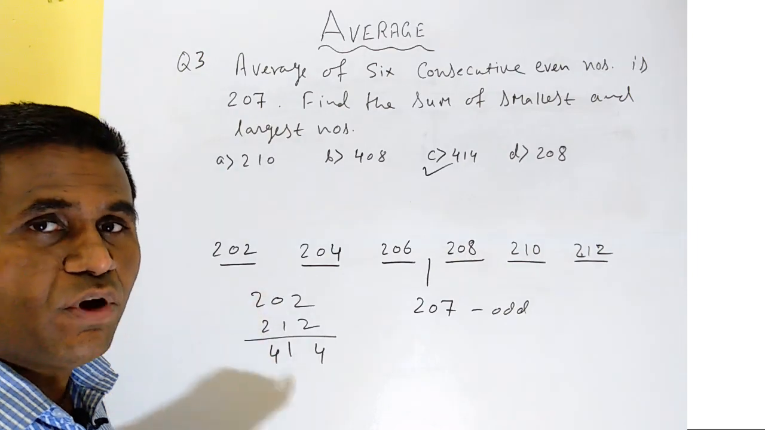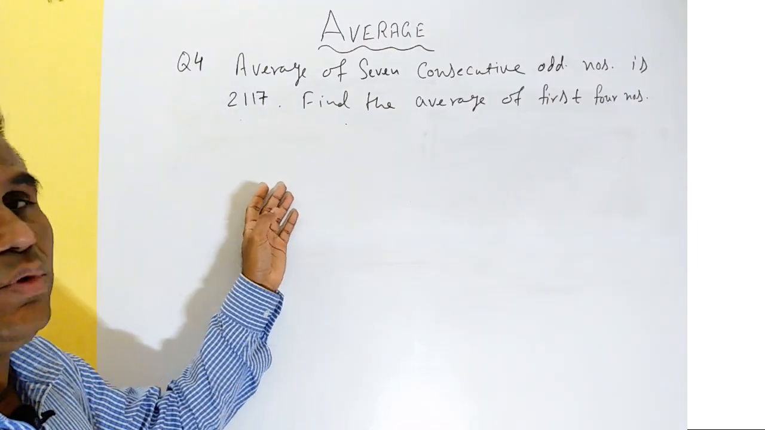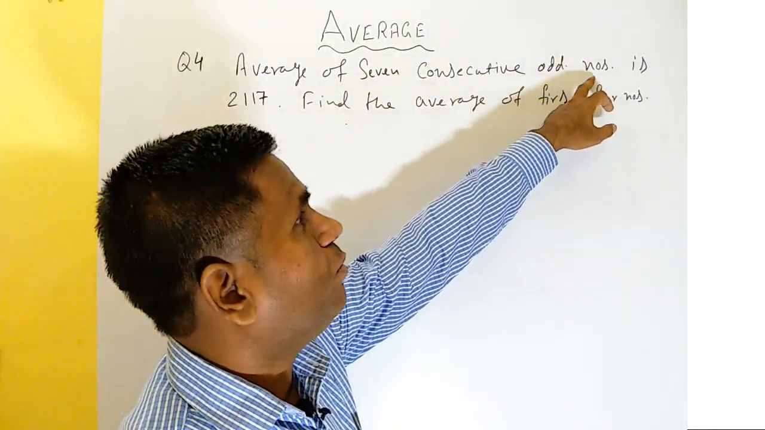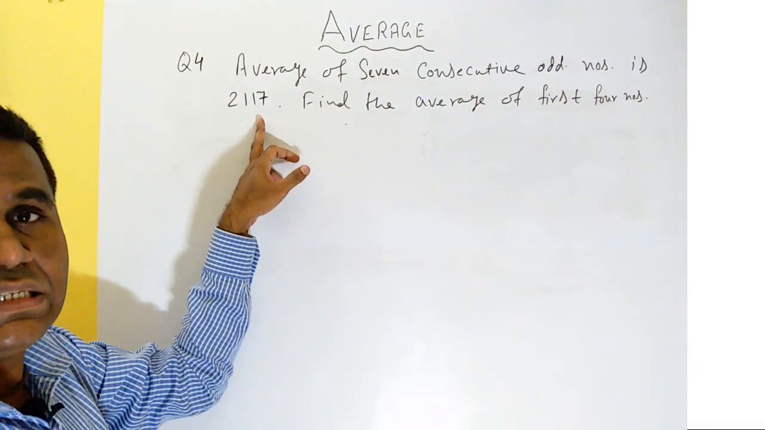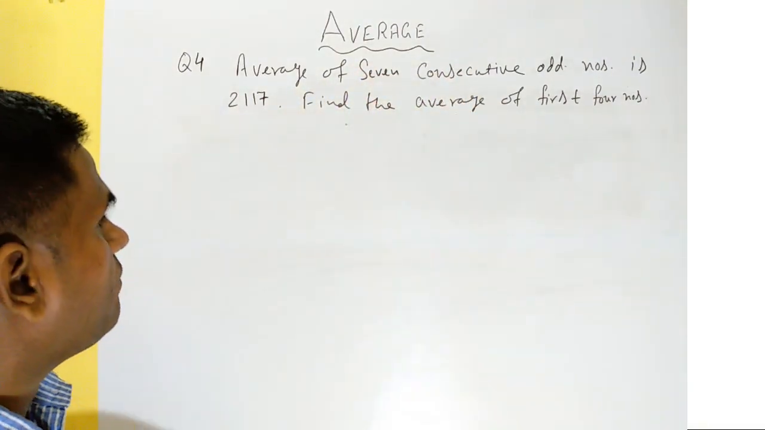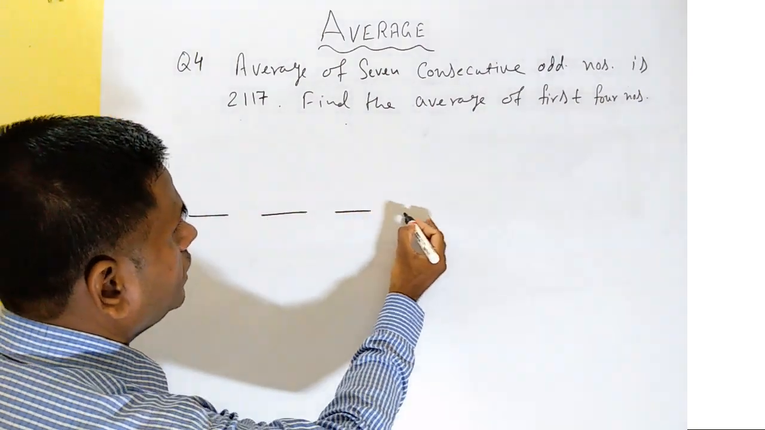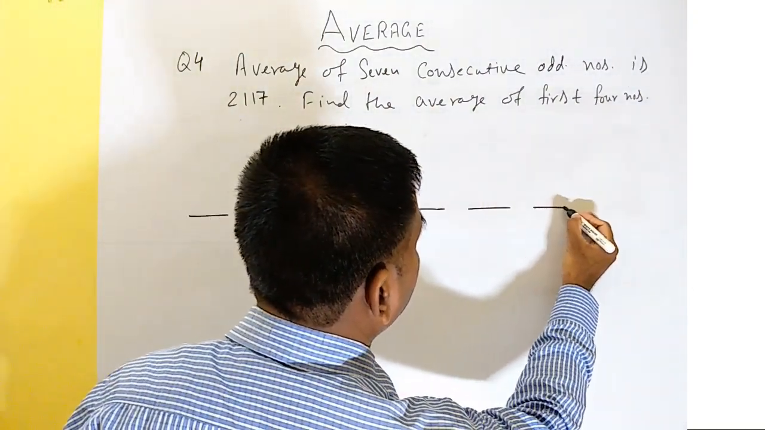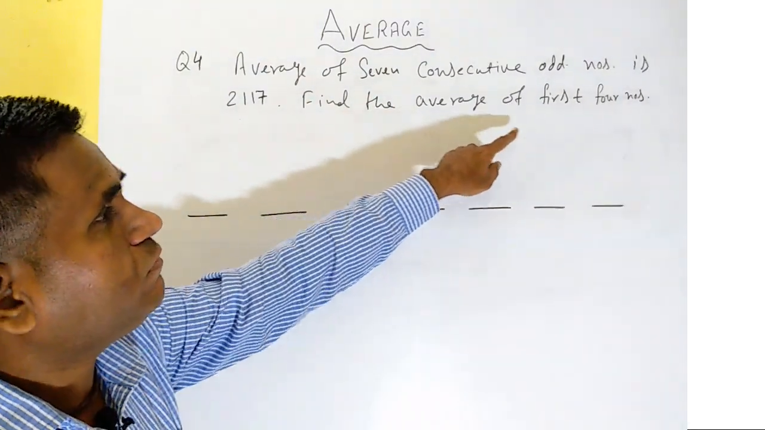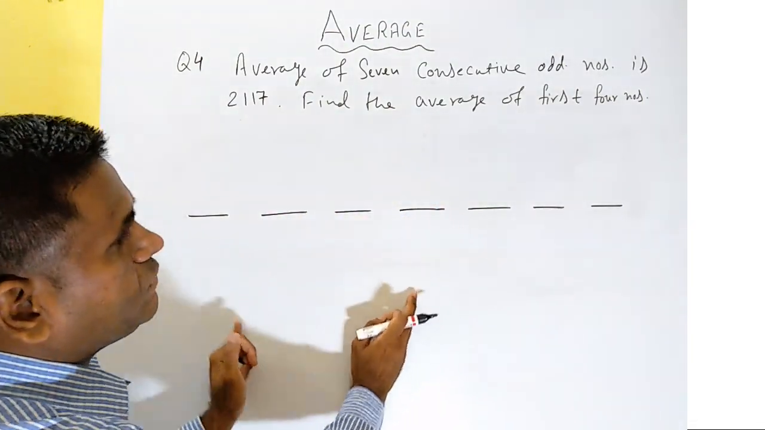Now let us solve one more problem. So here is our next problem, friends. In this problem you can see it says average of 7 consecutive odd numbers is 2117. So average is given, and how many consecutive odd numbers? 7. So we are going to fill 1, 2, 3, 4, 5, 6 and 7. Now find the average of first 4 numbers. So 1, 2, 3, 4. The average of these first 4 numbers we have to find.